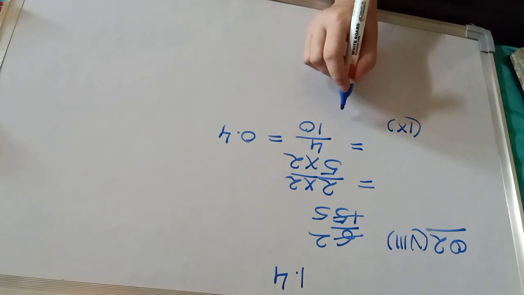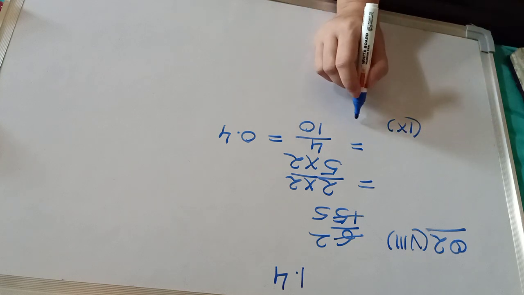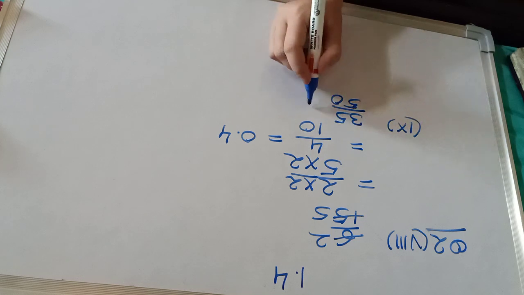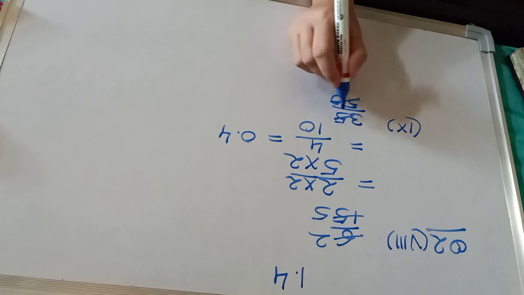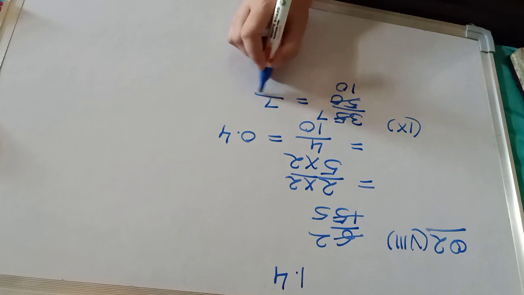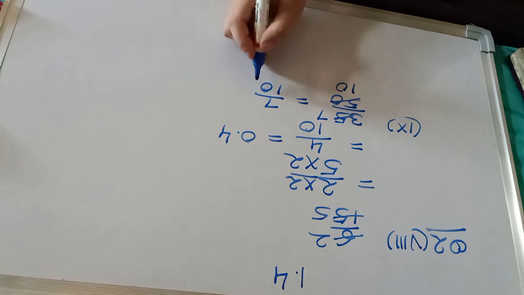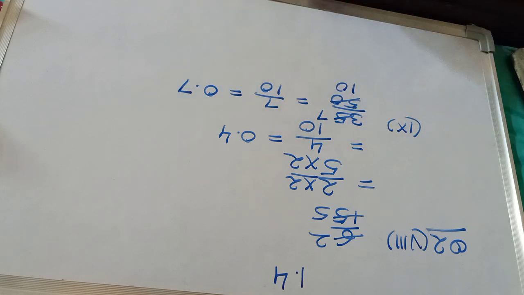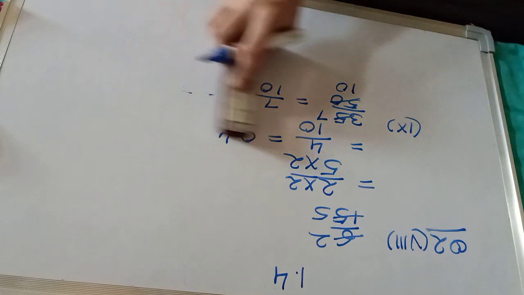And here is your 9th part. It was 35 by 15, with 7, sorry, 5 sevens are and 5 threes are. So I have got here 7 by 10, and 7 by 10 means I can convert it into decimal directly, that is 0.7. Now come for your last question.